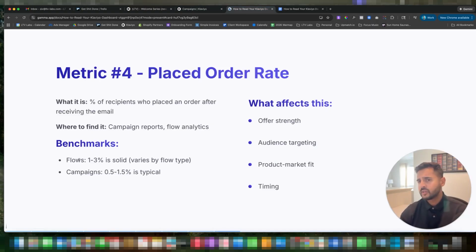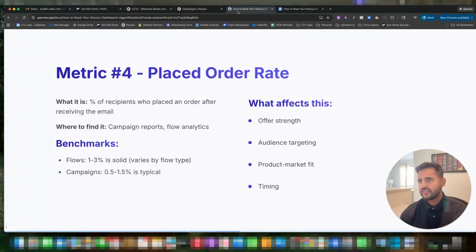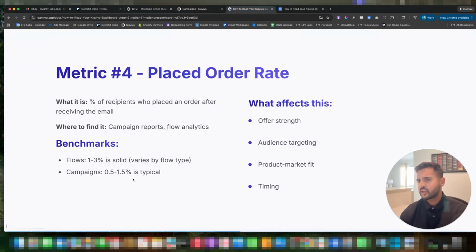But what to look for in terms of the flows is a 1 to 3% placed order rate. That would be considered solid. Anything above a 3% placed order rate would be considered really, really good and excellent. As you can see in this scenario, we're at a 9.1% placed order rate. And in terms of the campaigns, you want to see 5% place order. In the campaigns right here, we're seeing around a 5.74% place order rate, which is considered excellent. So these are just your minimum benchmarks that you need to be hitting. Anything over that is just icing on the cake.